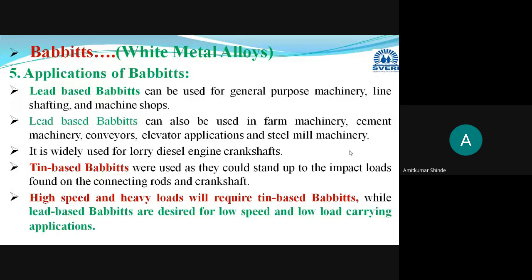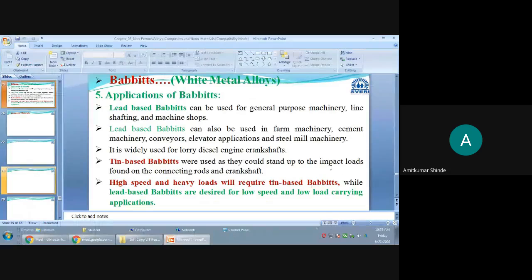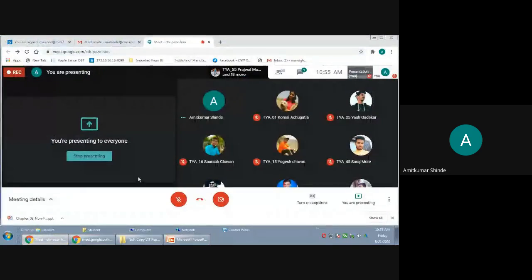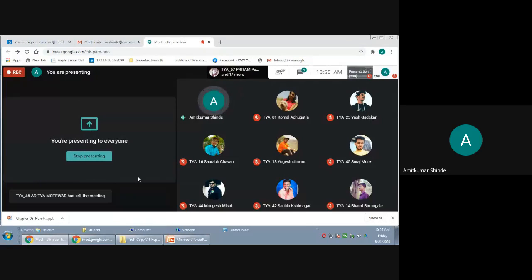In this way, in this lecture, we have completed nickel alloys, lead tin alloys, and babbitts.